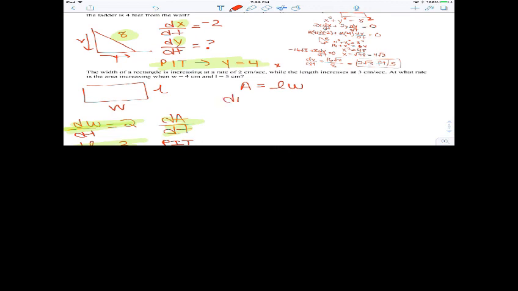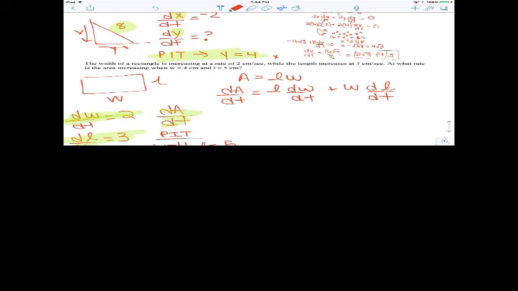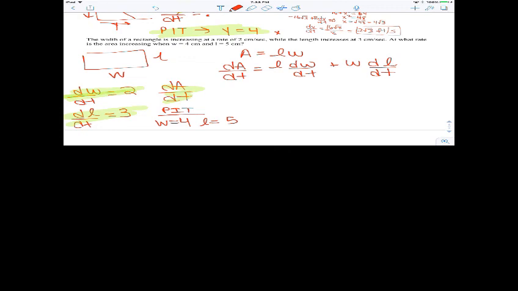So to do this, I'm going to need to do product rule. dA/dt is the first times the derivative of the second plus the second times the derivative of the first. Now, from there, I can plug in. So L is 5, dW/dt is 2, W is 4, dL/dt is 3. So this would be 10 plus 12. So the area is increasing at 22 centimeters squared per second.